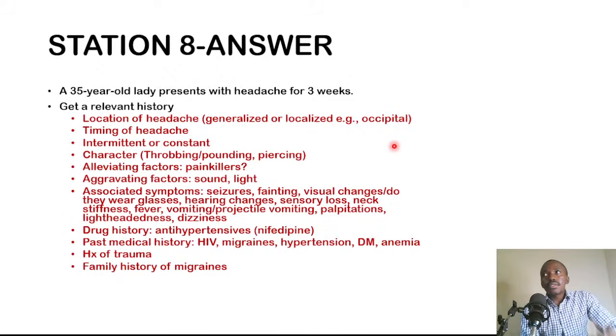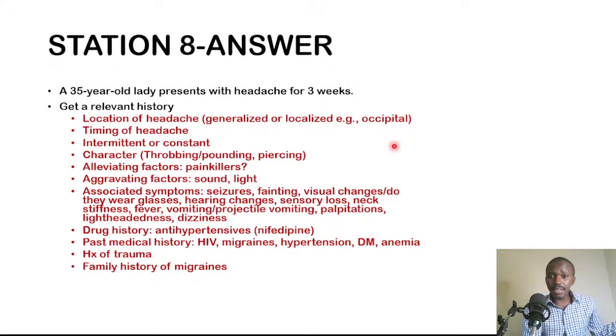Are there any seizures? Has this patient fainted before? Are there any visual changes? Do they wear glasses? Are there any hearing problems? Any sensory loss? Any neck stiffness? Any fevers? Any vomiting, any projectile vomiting, palpitations, any lightheadedness, even dizziness? Are they taking any drugs? Of importance, remember we talked about nifedipine in our previous station on the hypertensive counseling.